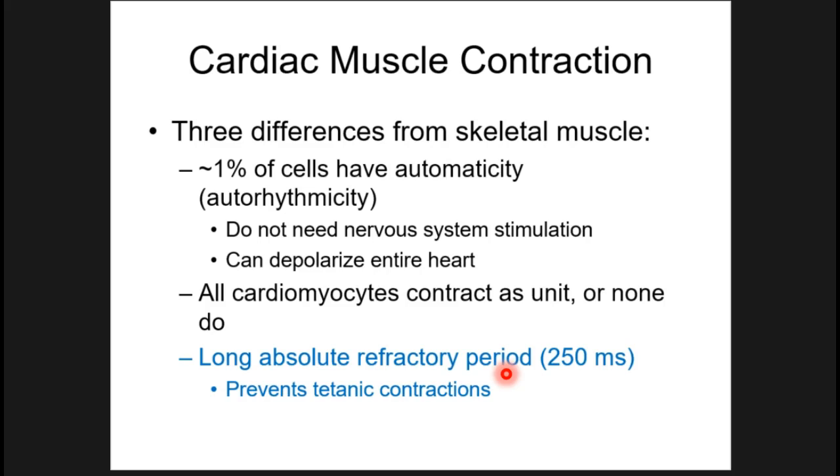Yes, absolutely. Her question was, would AFib be one of those? And the answer is absolutely. If we didn't have a long refractory period, we could simply contract our heart muscles and it would stay contracted. That's the definition of a tetanic contraction.